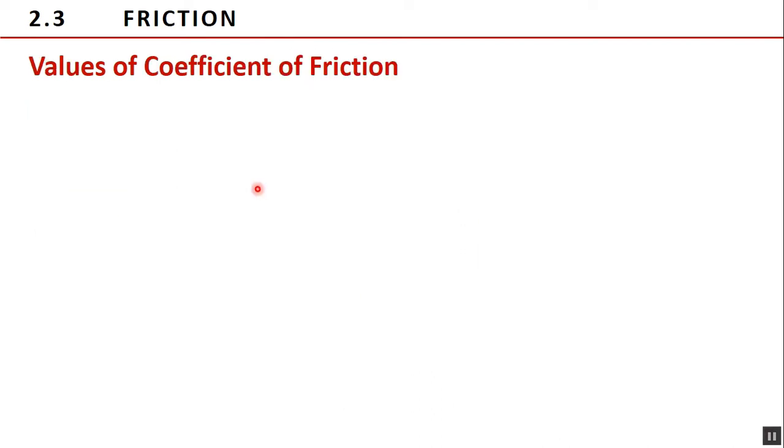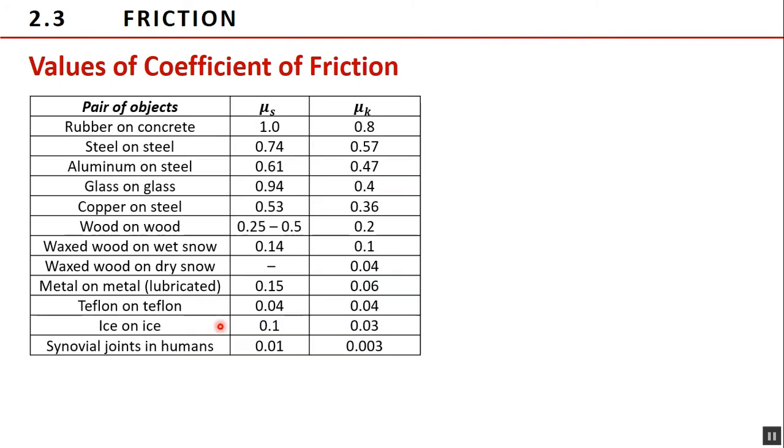The table below shows the approximate values of the coefficient of friction, both static and kinetic, for several pairs of objects. From these values, we see that for any pair of objects, the coefficient of static friction is usually greater than the coefficient of kinetic friction. This means that it is more difficult to start an object sliding than it is to keep it sliding.